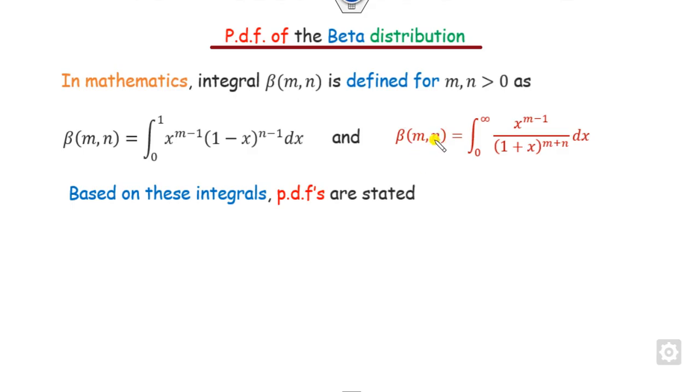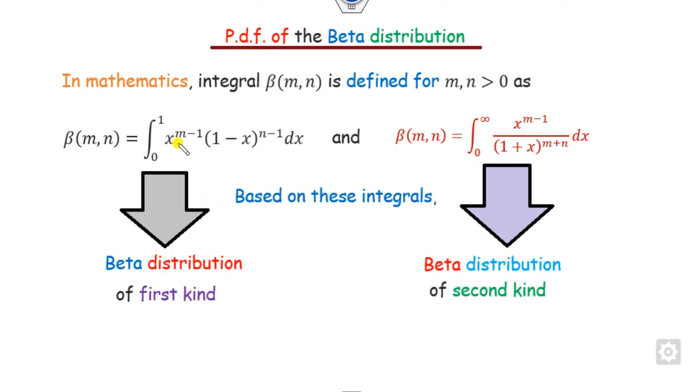What we have discussed in the last lectures are there. In mathematics, we know the beta function or the beta integral is defined like this. Either you can integrate from 0 to 1 over this function, or you can integrate from 0 to infinity of this function. Based on these two integrals, the PDFs are stated. Corresponding to this is called the beta distribution of the first kind, and if you take the beta function this way, then it is called the beta distribution of the second kind.